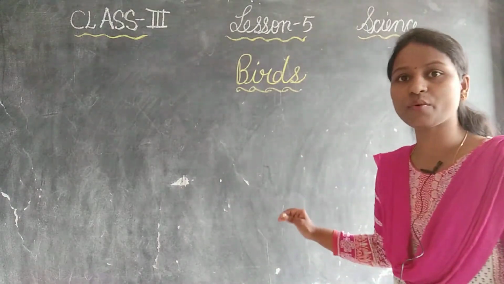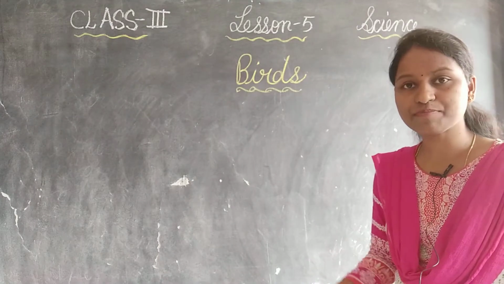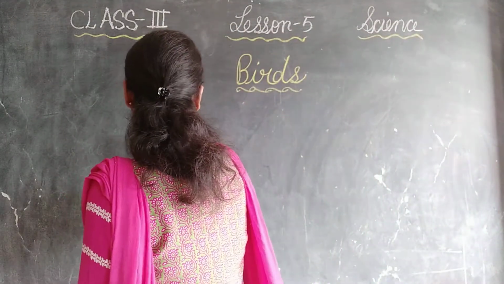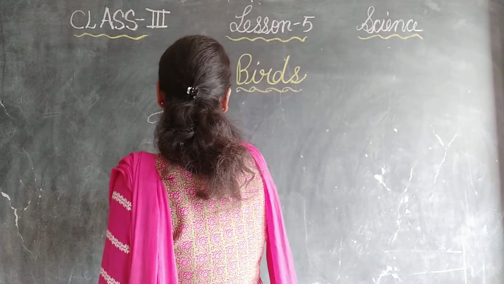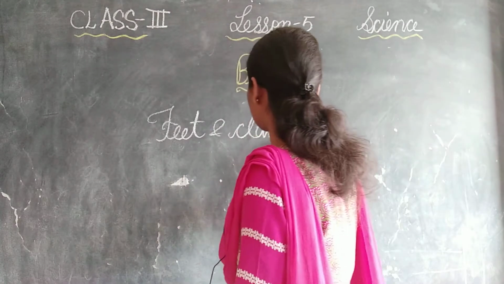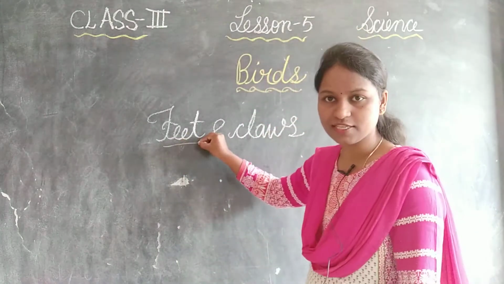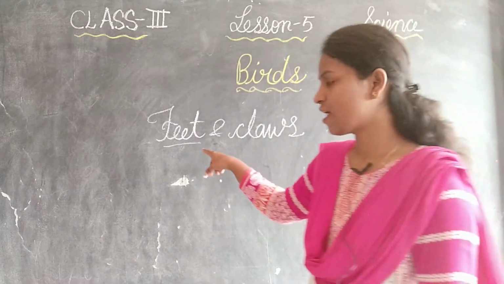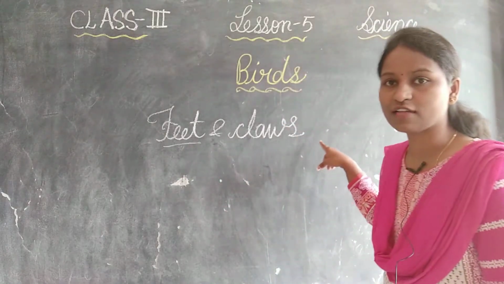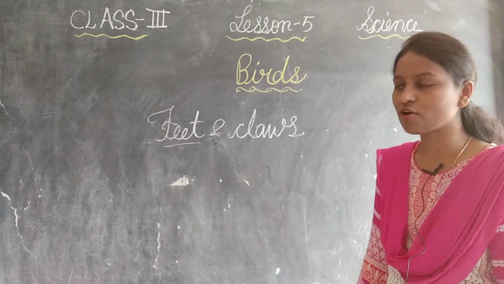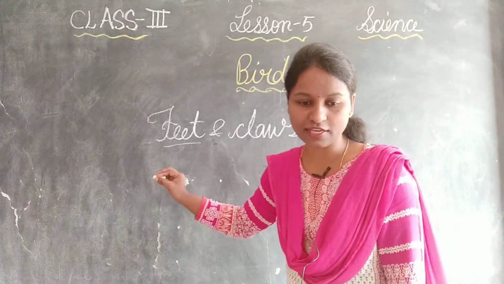Now today we are going to learn about types of feet and claws. What are those, children? Feet and claws. So what are the different types of feet as well as claws? Feet, yes, the lower limbs, the hind limbs are called feet. The claws, as we have fingers, they have claws. So first of all, the first one is what?